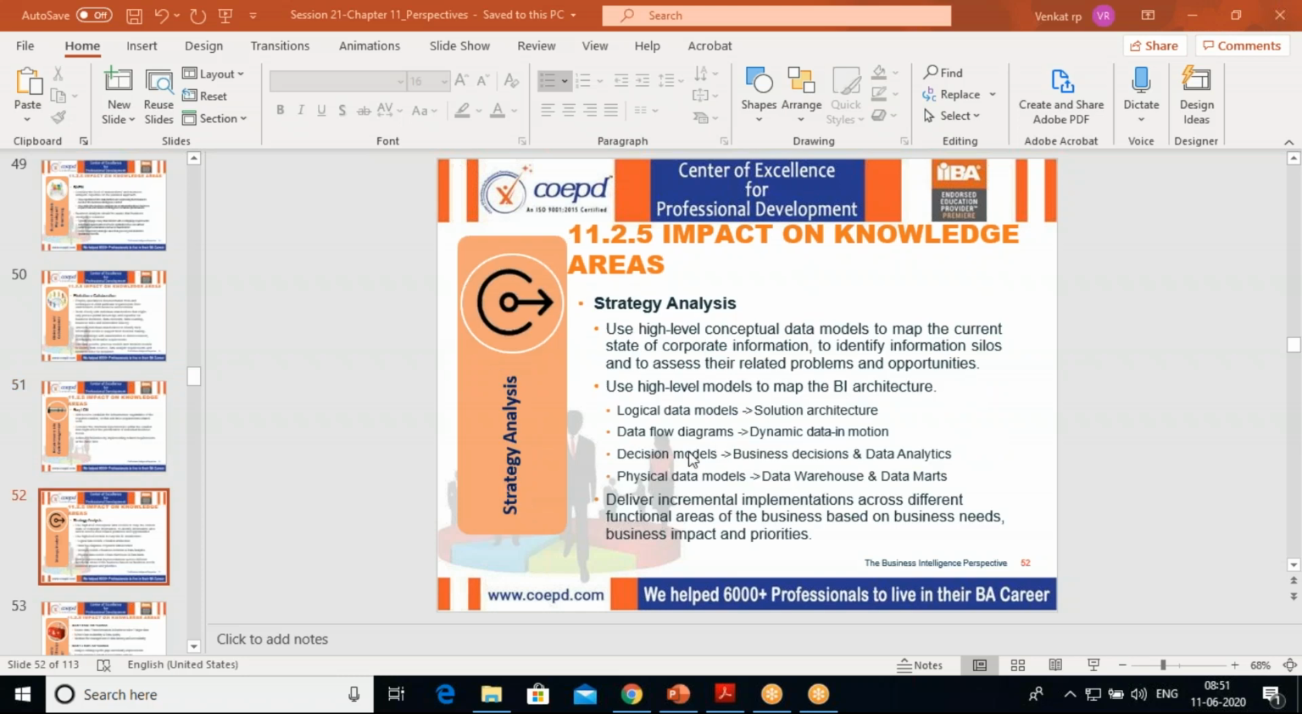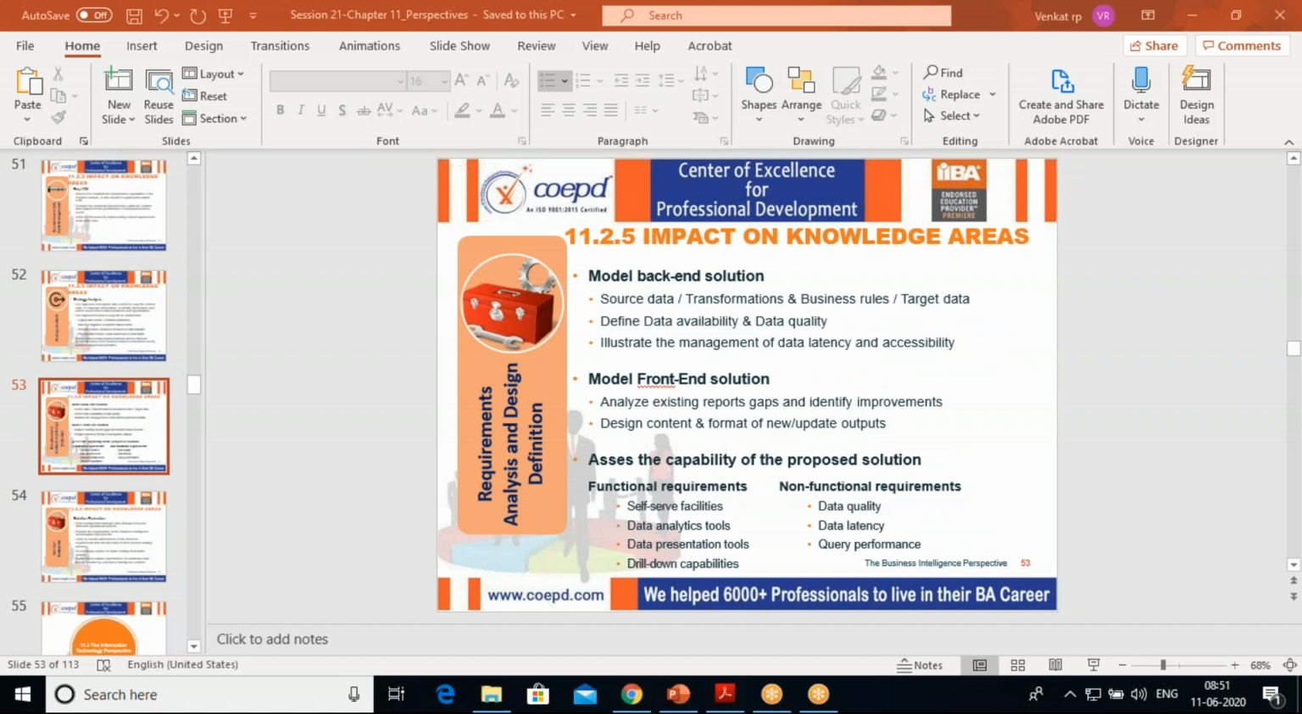And strategy analysis. Here we need to understand high level models to map the business architecture. It is like logical data models, data flow diagrams, decision models, and physical data models. It is all dependent on the data, like all the databases and data models we should be aware of. From there, we take the information. Strategy analysis is all about understanding the as-is and to-be. So here we have to understand the existing models.